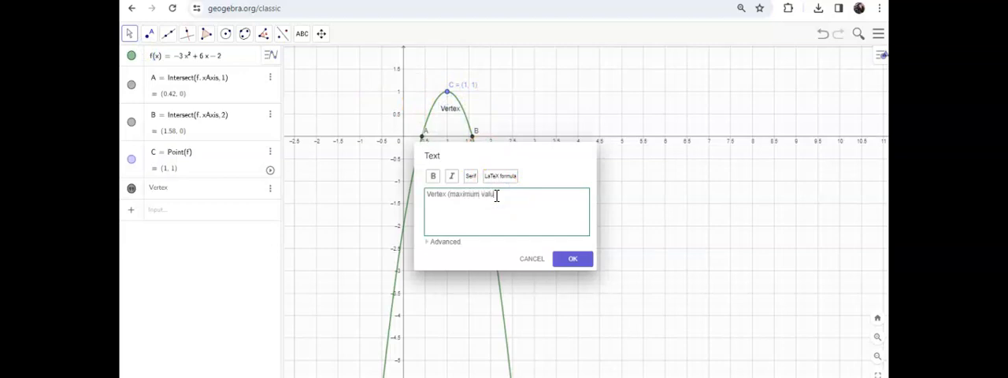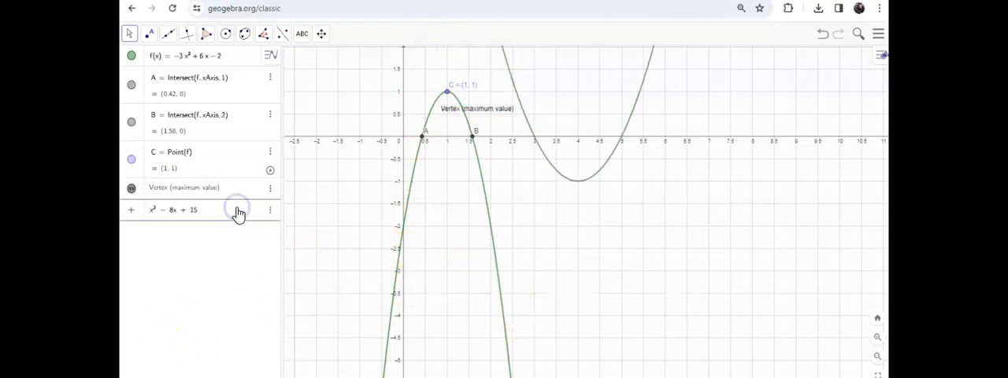Why is it the maximum value? The vertex 1, 1 is the maximum value because it is at this point wherein we are going to get the highest value of y. Okay? So our y will always be less than 1. The 1, which is a y value, is the largest. That is why the parabola opens downward.